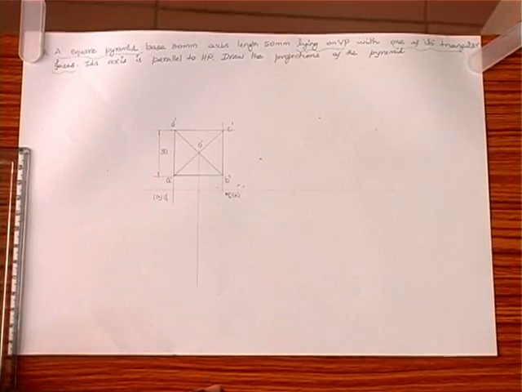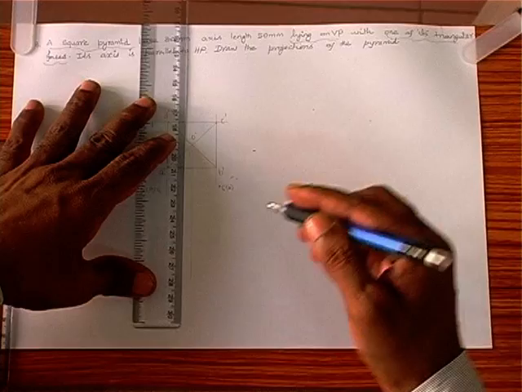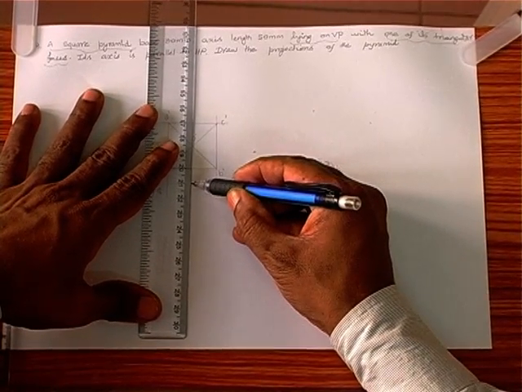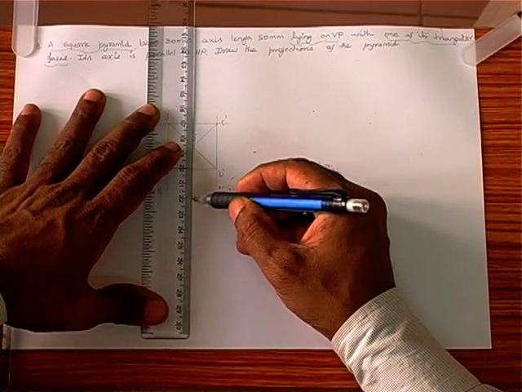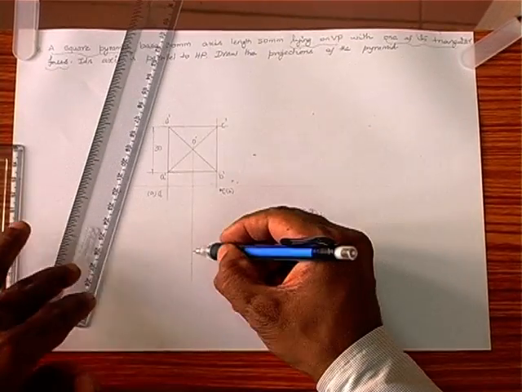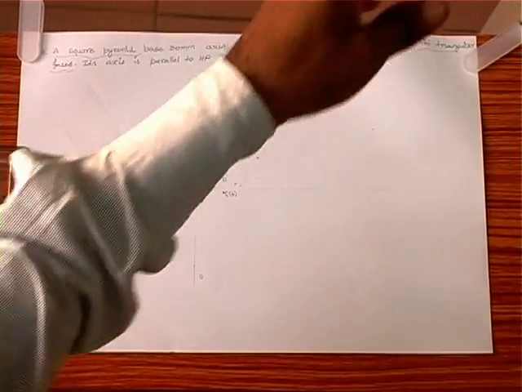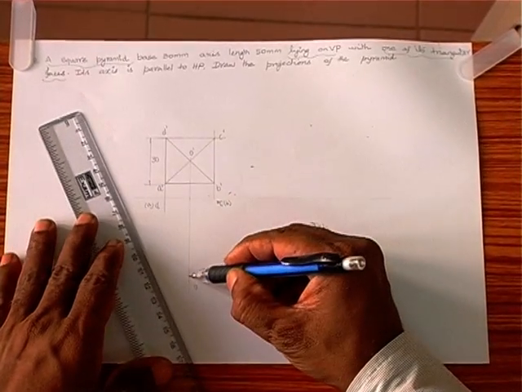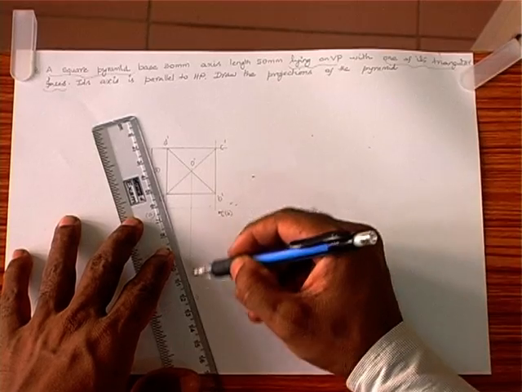Now the pyramid is of 50 mm height, so we take 50 mm here. 1, 2, 3, 4, 5. So we get the point O. Now we can join all these 3 points so that we get the isosceles triangle.